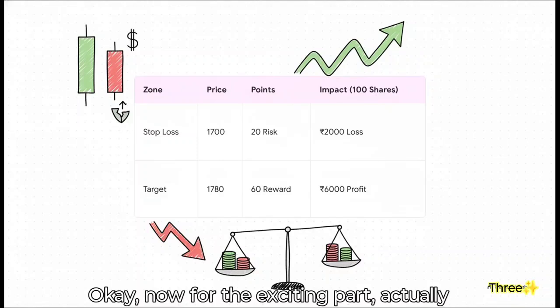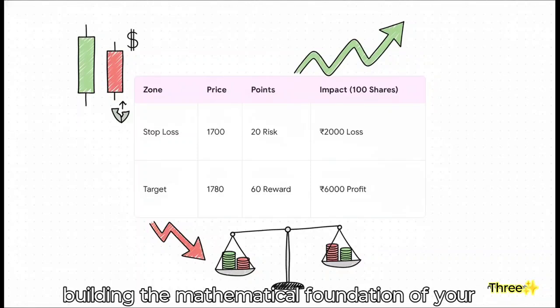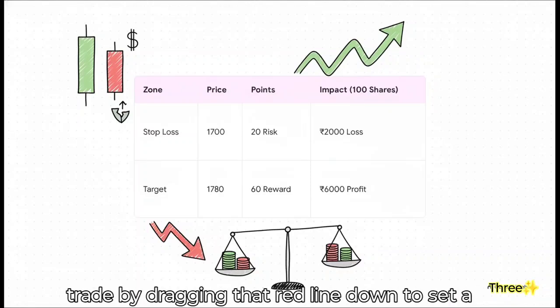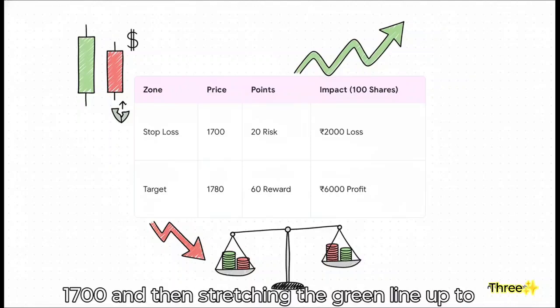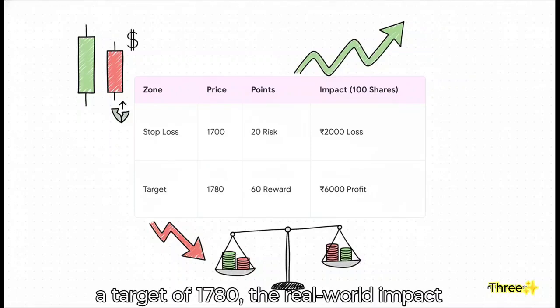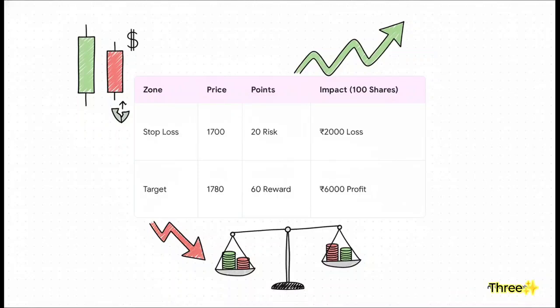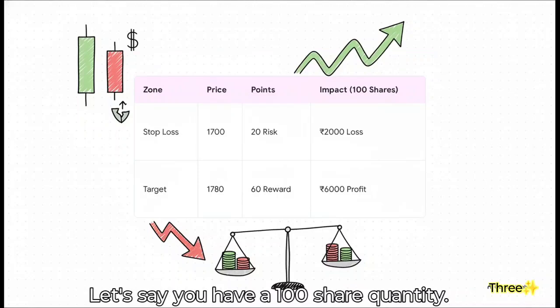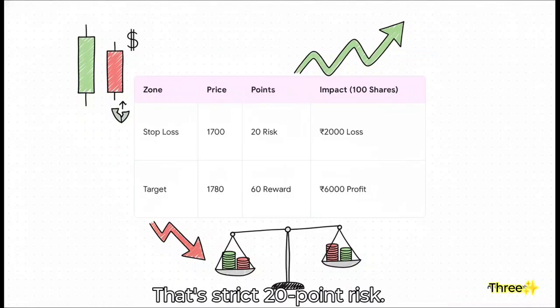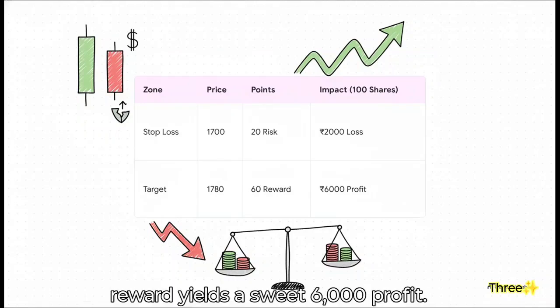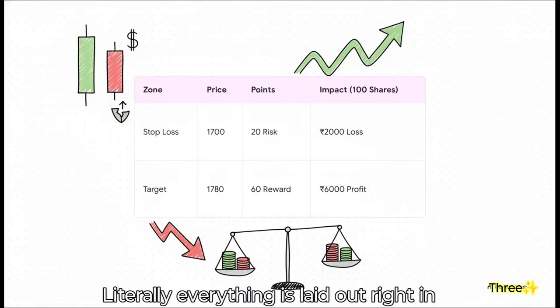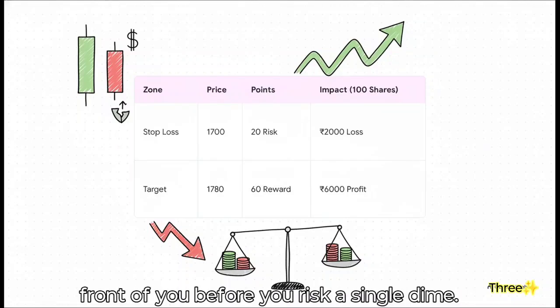Okay, now for the exciting part, actually building the mathematical foundation of your trade. By dragging that red line down to set a stop loss at 17.00 and then stretching the green line up to a target of 17.80, the real-world impact becomes crystal clear. Let's say you have a 100-share quantity. That's a strict 20-point risk. It's capped at a $2,000 loss. But on the flip side, hitting your 60-point reward yields a sweet $6,000 profit. Literally everything is laid out right in front of you before you risk a single dime.